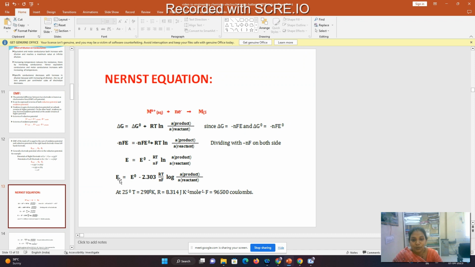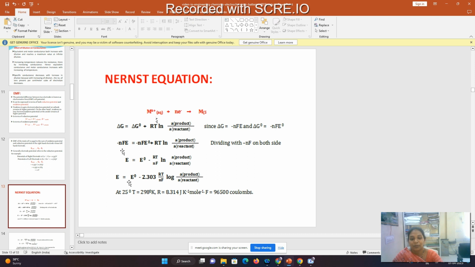Generally, the Nernst equation is used to calculate the electrode potential of a cell reaction. Here we take the general equation M^n+ + n electrons gives M. For this equation, we write ΔG = ΔG0 + RT ln product by reactant. We know that ΔG is equal to minus nFE. If you substitute these values in the equation, it becomes minus nFE is equal to minus nFE0 plus RT ln product by reactant. Finally, dividing the whole equation by minus nF on both sides, the equation becomes E = E0 minus RT by nF ln product by reactant.